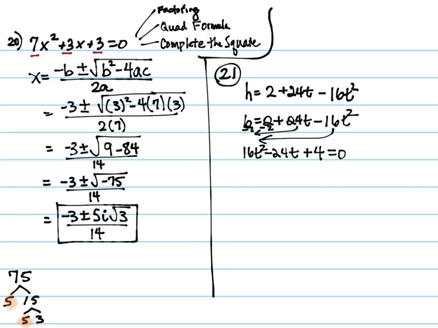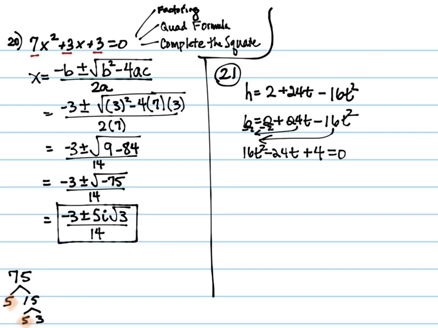I kind of like my t squared in this case to have a positive coefficient. It's kind of nice. There's a lot of things you could do. You could just go from the quadratic formula right now. But when I look at this, I think, number one, those numbers are kind of big. But number two, they all are even, right?